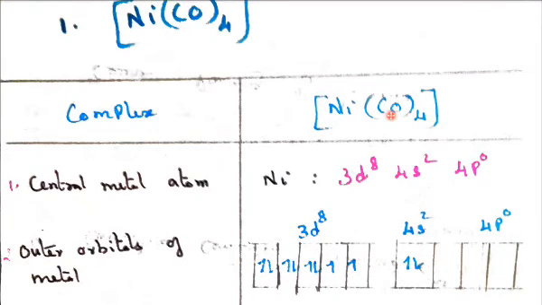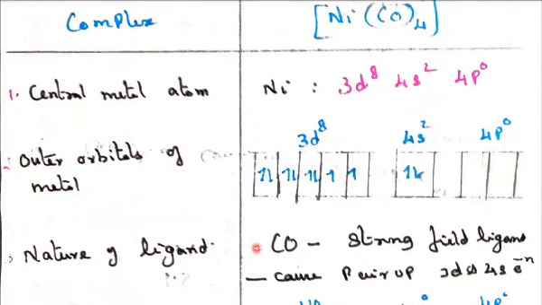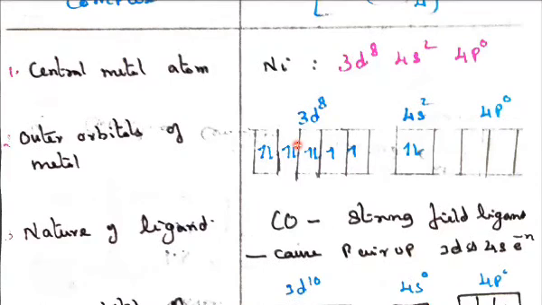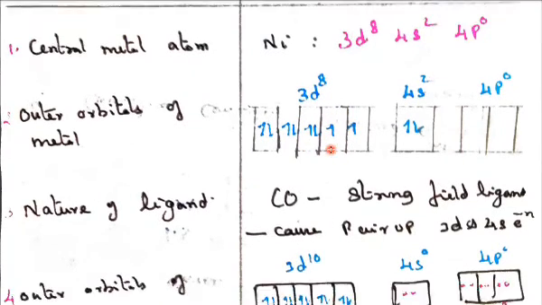CO, CN and so on are very strong field ligands. So what is the nature of the ligand? CO is a strong field ligand. Strong field ligand means pairing will take place in the 3d and 4s electrons. So here this single electron will get exchanged, and it becomes paired.